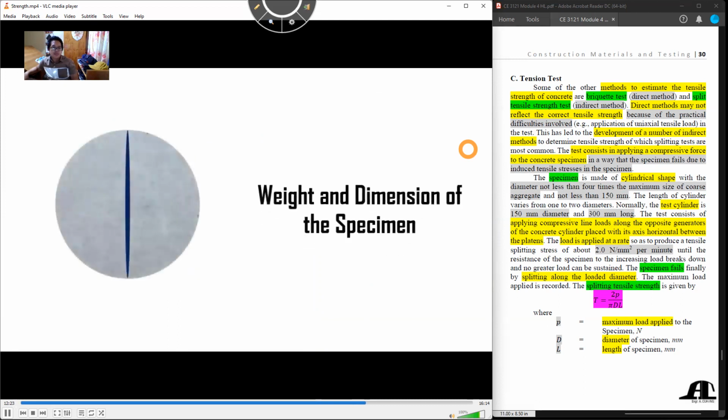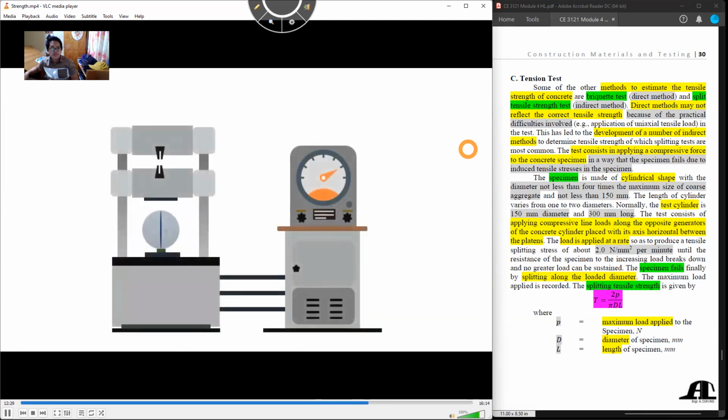Then, record the weight and dimension of the specimen. The specimen is placed longitudinally in the machine. A bearing strip made of plywood is placed on both sides of the specimen and aligned according to the marking.